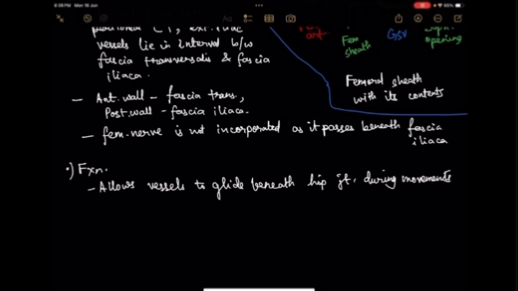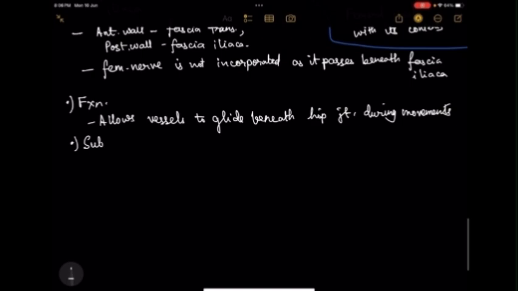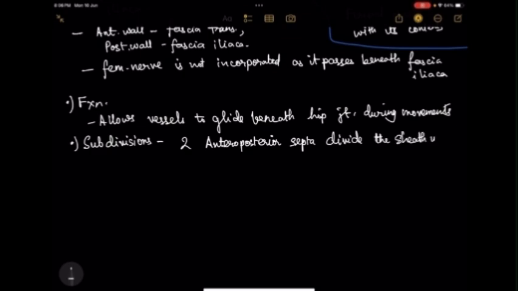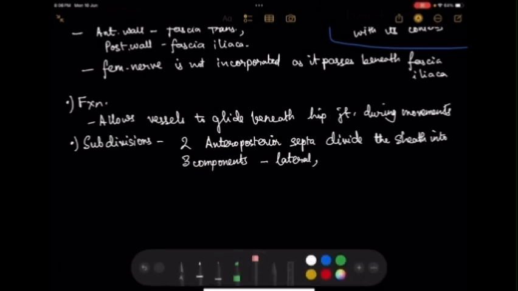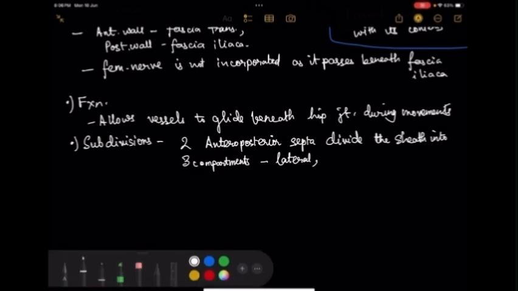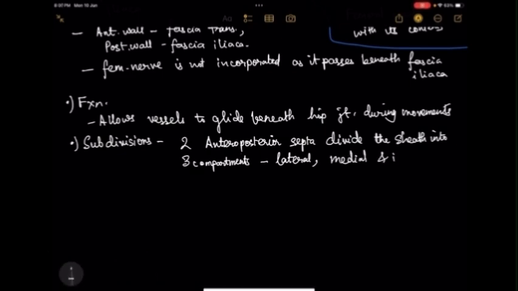Now we are coming to the important part. In this structure we are writing the conclusion about it. Subdivisions: anterior and posterior septa divide the sheath into three compartments. Sorry, it shouldn't be components, it's compartments: lateral, medial, and intermediate.